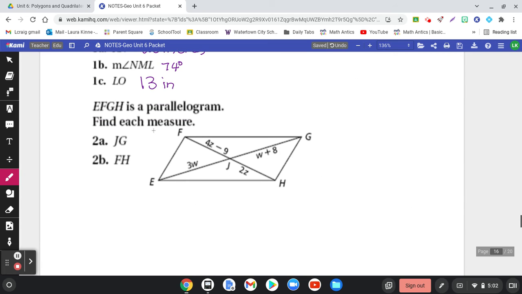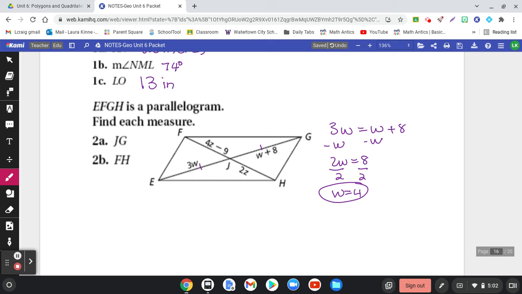Okay, so we've got our parallelogram. Again, diagonals bisect each other. So 3W is the same as W plus 8. Subtract W from both sides. So we have 2W equals 8. Divide by 2. W equals 4. Again, if this is too fast for you, come and see me or pause the video. Okay, you have to be able to solve equations.